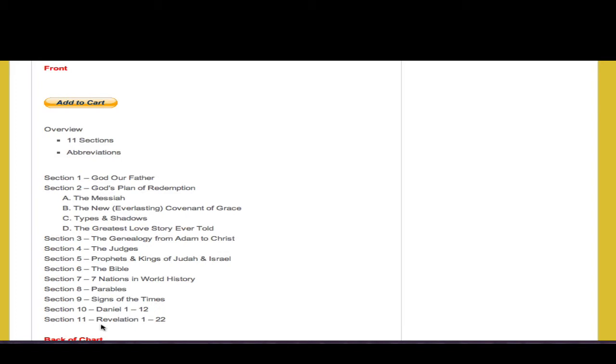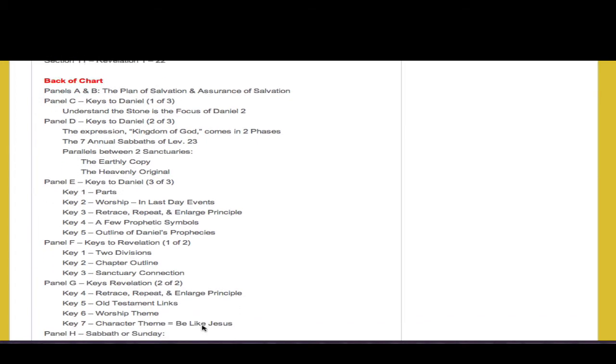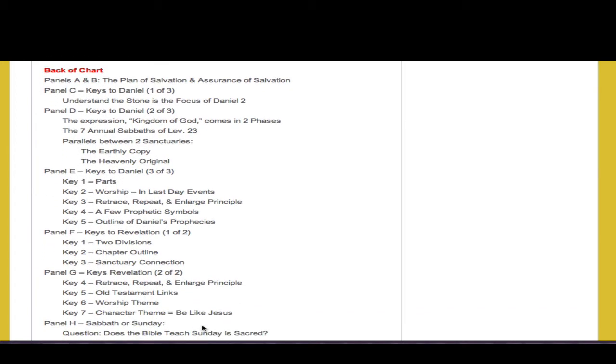So now let's scroll down to the back of the chart. We will notice that we have 10 panels here. The first 2 panels, A and B, describe the plan of redemption and assurance of salvation together, wrapped around the sanctuary.